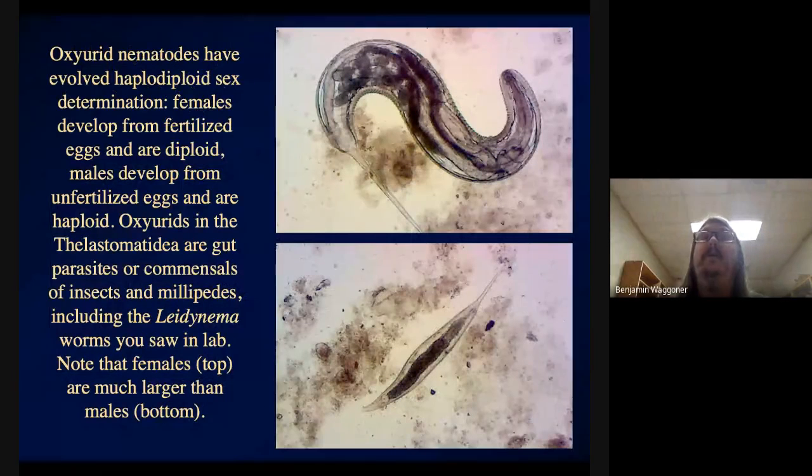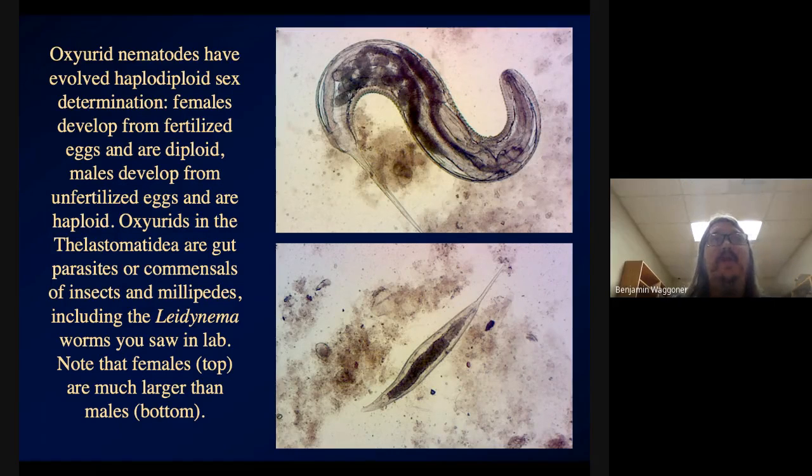Okay, this is Leidynema. It might actually be Thelastoma. I've never really keyed these out. There's several different genera of nematodes that you can find living in cockroaches, but these are examples of oxyurids. I've said my piece about Ascaridomorphs.